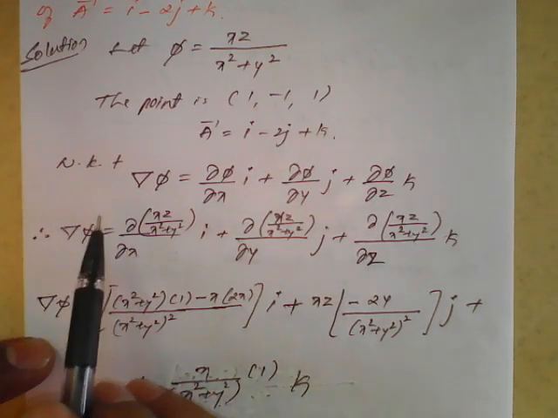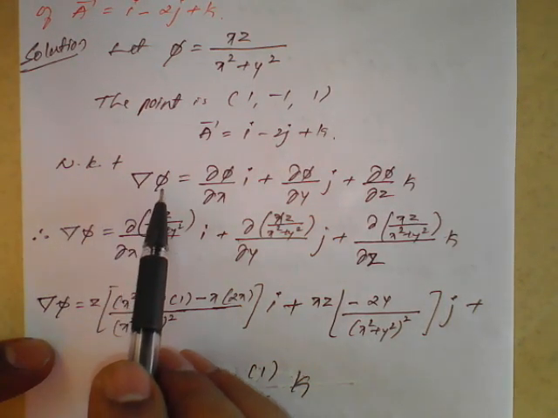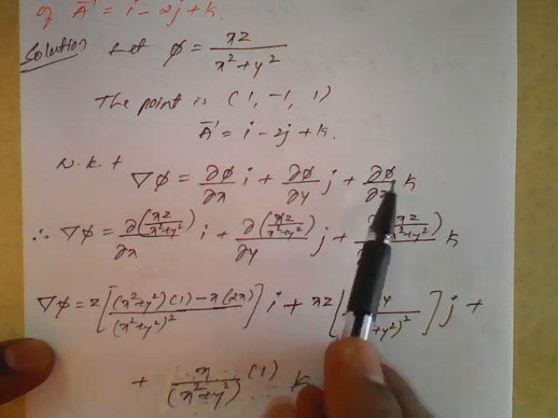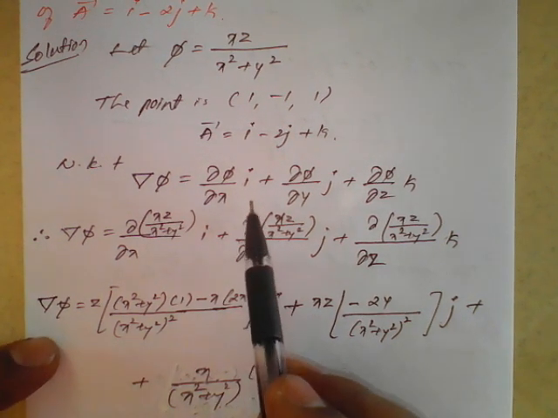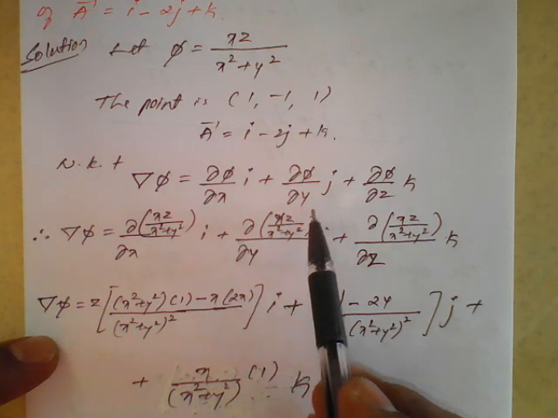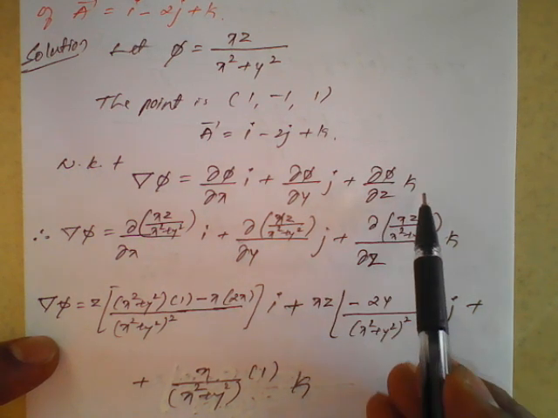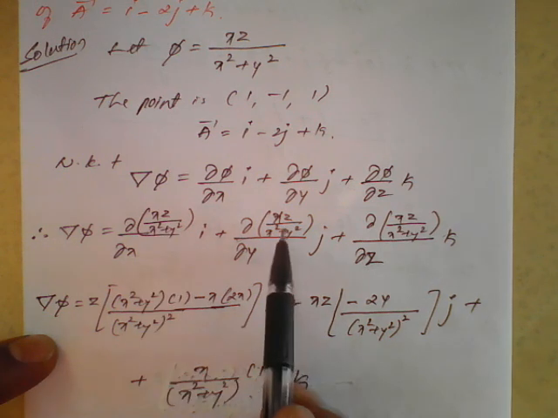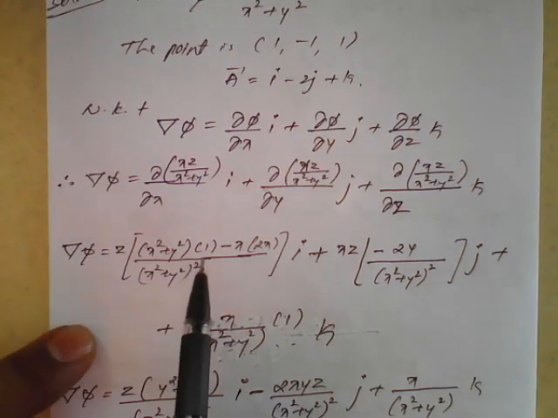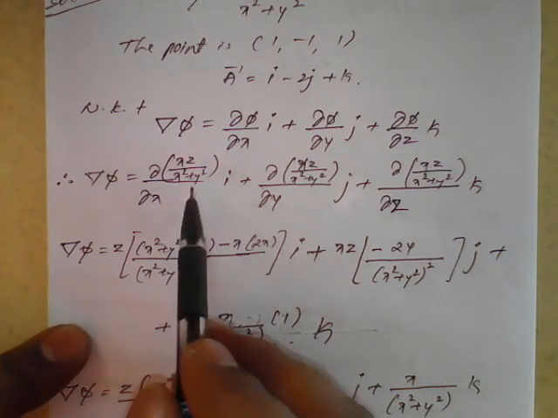Now, as we know, we need to find del phi first in the directional derivative. So the formula is del phi = ∂phi/∂x of i plus ∂phi/∂y of j plus ∂phi/∂z of k. On simplification, I have taken the form here. Now see here, this is a quotient rule.